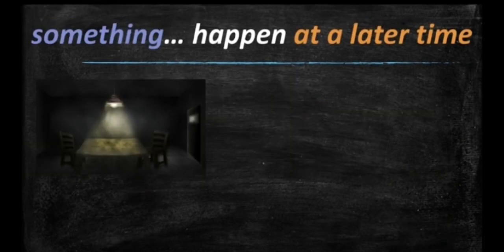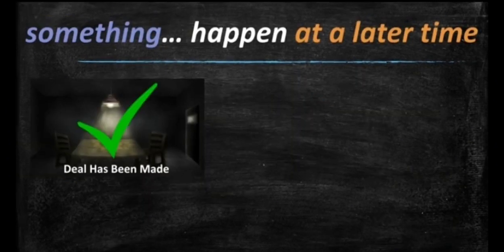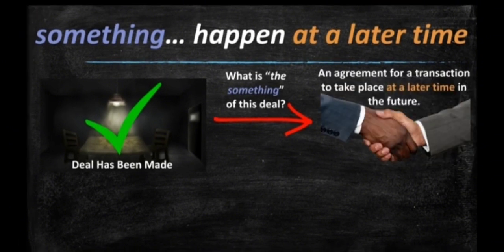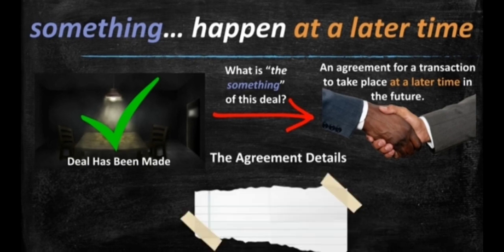So let's look at the next part. At this time the deal has been made. What is the substance of this deal? An agreement for a transaction to take place at a later time in the future. So what is the substance of this deal? A deal has been made, an agreement for a transaction to take place at a later time in the future. So what is a transaction? What kind of transaction is it?